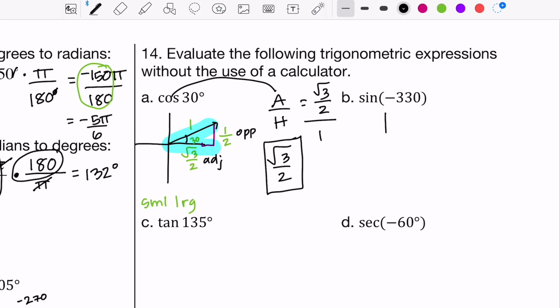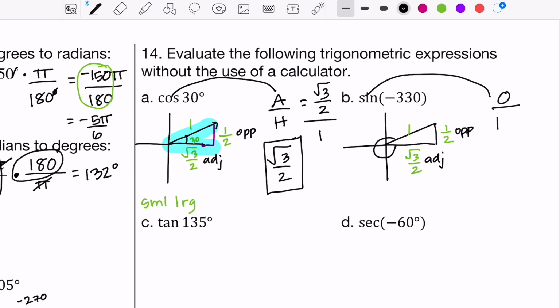Sine of -330, if you look, it actually ends up being the exact same triangle because of where it ends up. So adjacent and opposite. Don't forget that sine is opposite over hypotenuse. So that's 1/2 over 1, which is just 1/2.